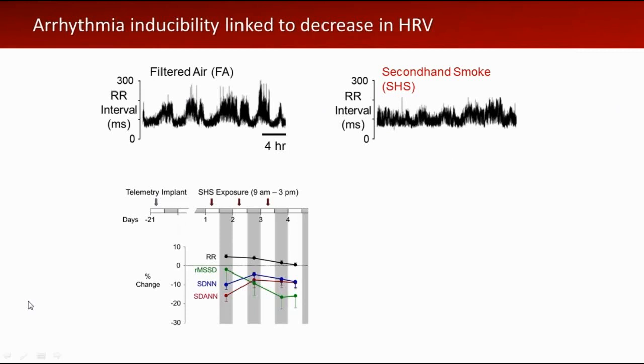Now, these mice were exposed to a pretty high concentration of smoke for 3 days. And as you can see, we looked at heart rate, which is the inverse of the RR interval, and we looked at our heart rate variability parameters. And you saw a decrease in all three of these after 3 days of exposure.